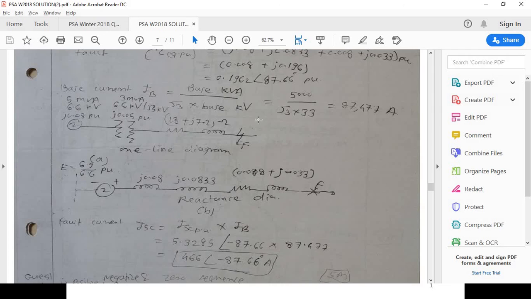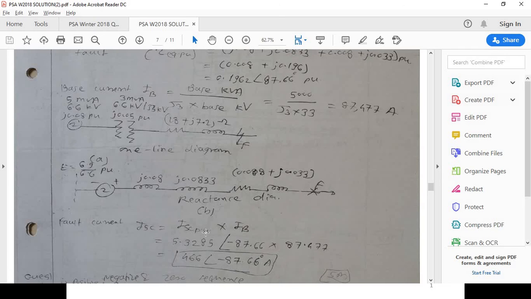So how is it calculated? Here the short circuit current per unit is nothing but E upon ZF. But in symmetrical fault analysis, we consider the generator EMF equal to 1. So it will be 1 upon Z per unit. So 1 upon 0.1962 at an angle of 87.66, it will be 5.3285 at an angle of minus 87.66.